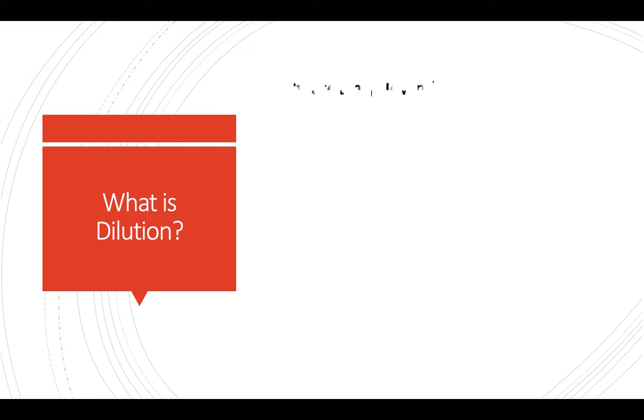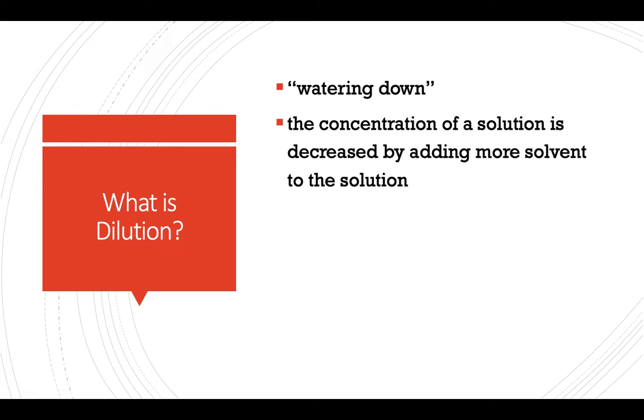So then what's dilution? Well, another way to describe dilution is watering down a solution. In a dilution, what happens is the concentration of the solution is decreased because we're adding more solvent to the solution. And a lot of times we use aqueous solutions where the solvent is water. So watering down a solution really is a good way to describe dilution. We're adding more of that solvent, usually water, to the solution, which makes it less concentrated.